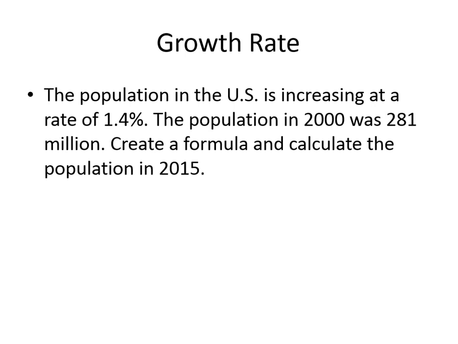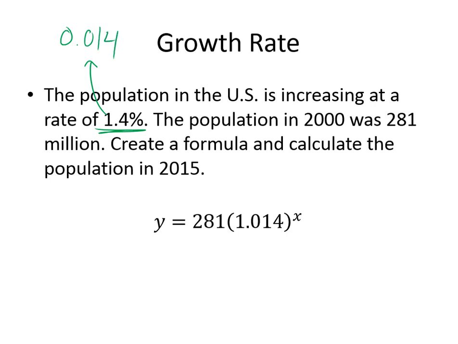So let's look at this one. The population of the U.S. is increasing at a rate of 1.4%. The population in 2000 was 281 million. Create a formula to calculate the population in 2015. When we write our formula, since we're dealing with a percent, we have to put this percent into a decimal, which would be 0.014. But since it's increasing by that much, we have to add 1 to it. That's why we get 1.014, and that is our increase or decrease.